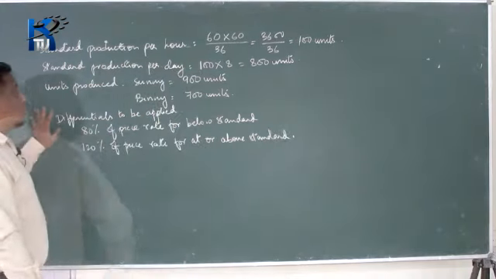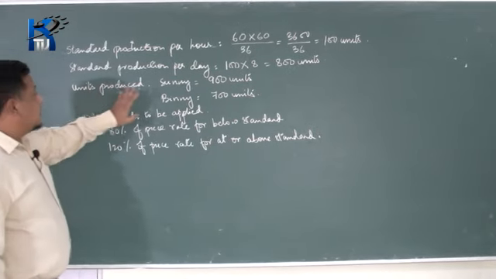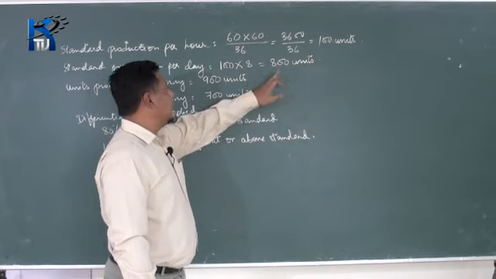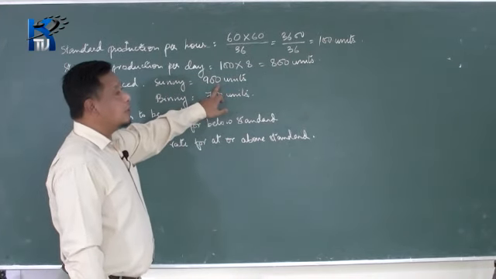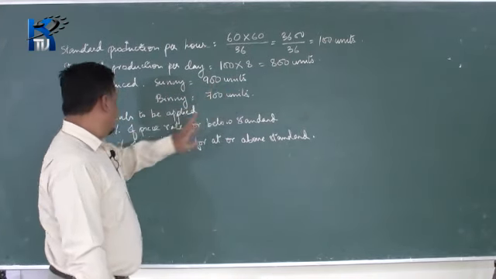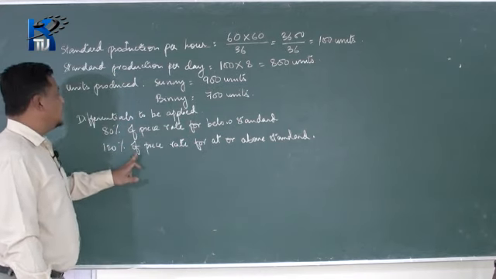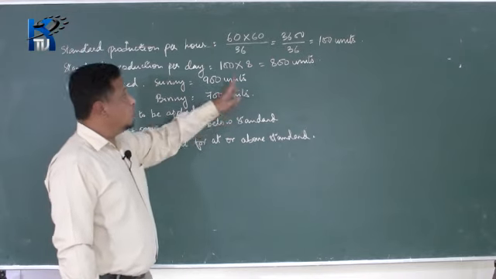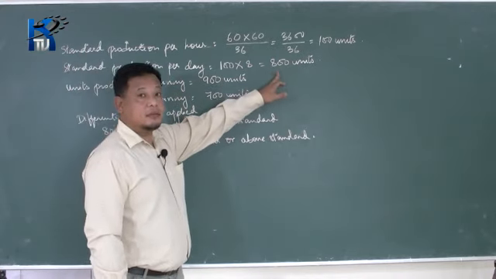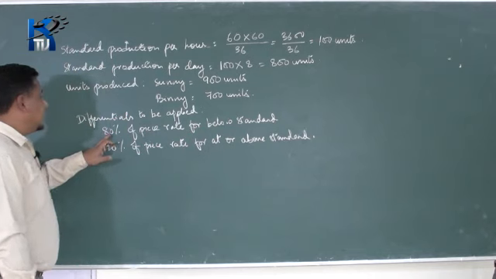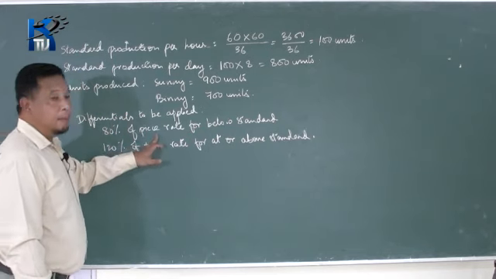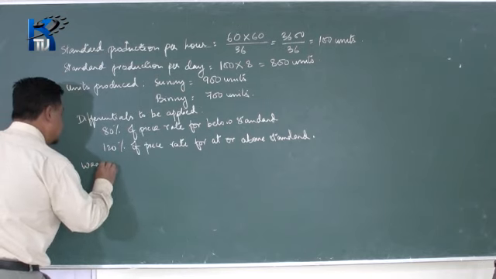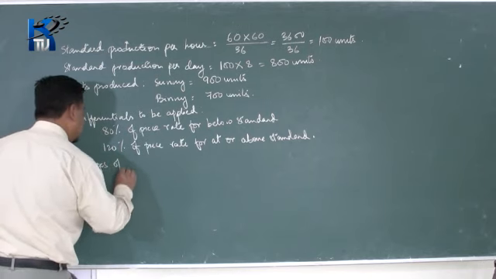So we see that Sunny has produced 900 units. That means he has produced more than 800 units. So his production is above standard. So this differential will be applied to Sunny. Whereas Binny has produced 700 units, which is less than 800 units. So to Binny, this differential will be applied. So we proceed to calculate the wages of workers.